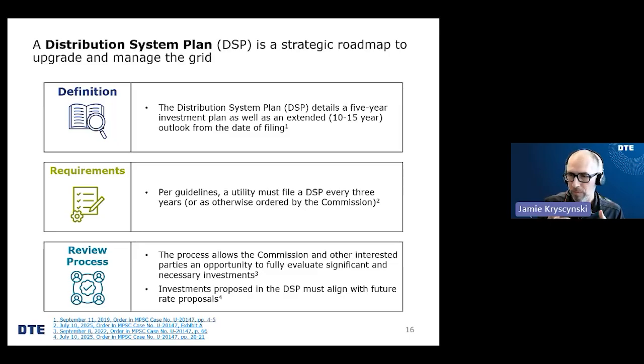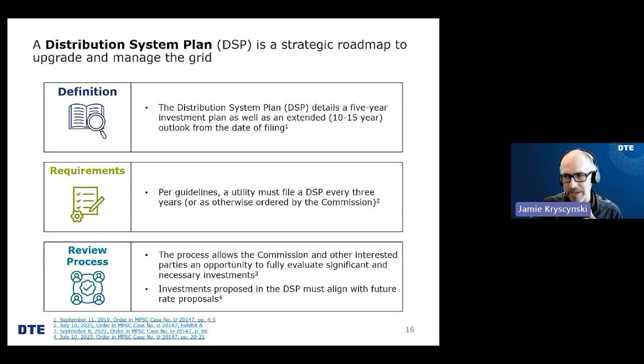So one of the reasons we're here today is to talk about the distribution system plan. So just like the IRP is kind of the roadmap for the generation system, the distribution system plan, or DSP, is the roadmap that we use to lay out what our plans are for the grid. It's a detailed 5-year look at the different projects and programs we're thinking about. And then we have an extended 5 to 15-year look into what the future looks like going out farther.